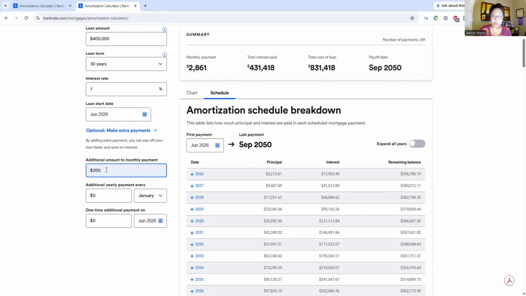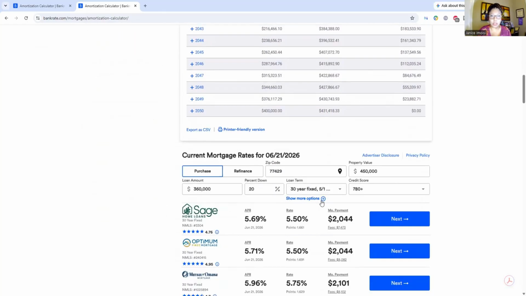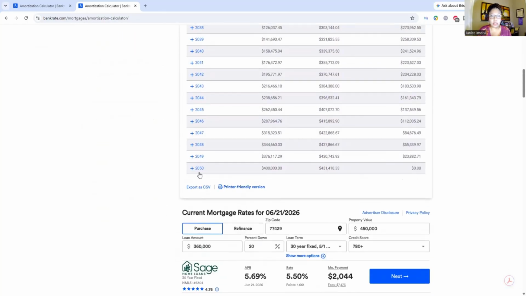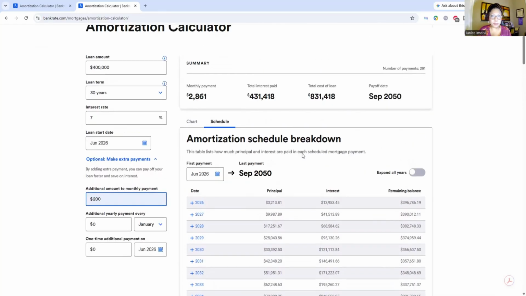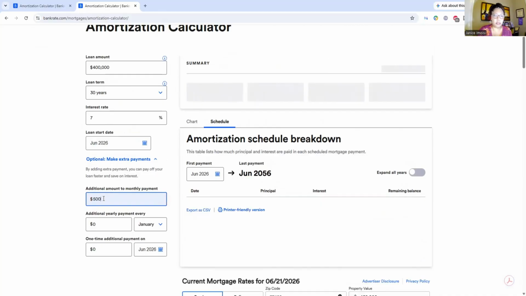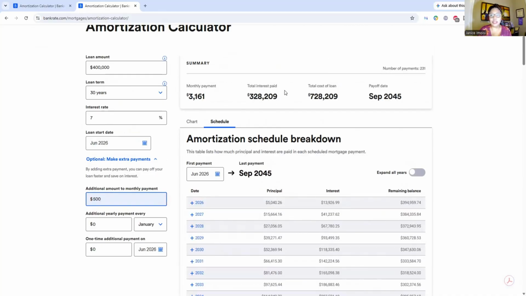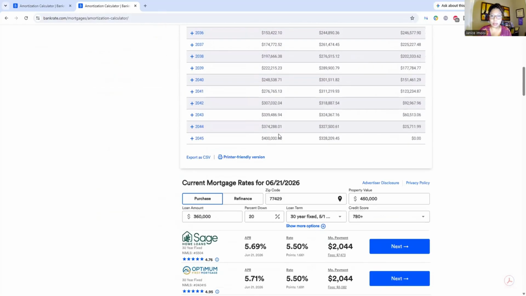But let's do you one even better. First, let me see how many years we knocked off. Always go to the bottom. So we're still in 2050. We just reduced the interest. We're still paying back the 400,000 and we're at 431,418. So let's go back and see if we paid, let's say, $500. Look at the interest. Okay, so we're talking 328,000 versus 558,000. Let's scroll down to the bottom now.